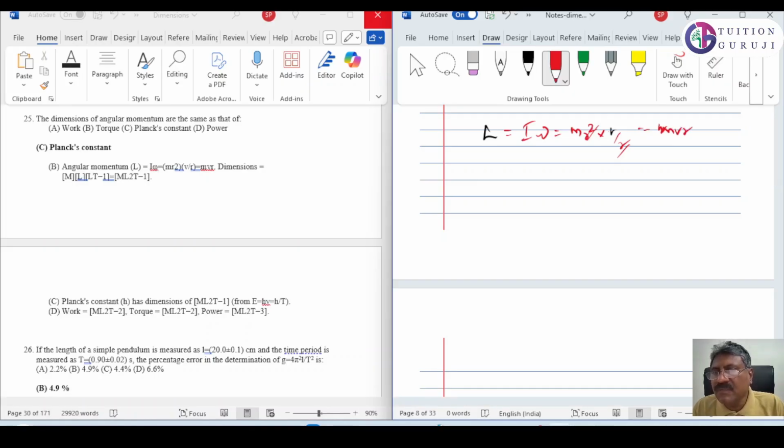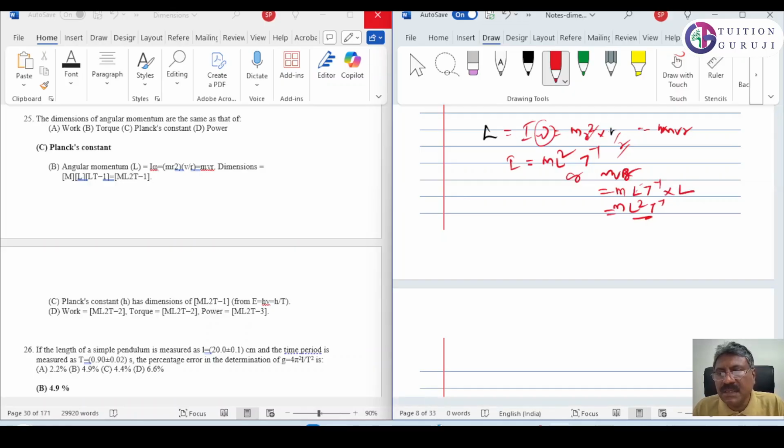Otherwise, we know that I is equal to M L square and omega is T raised to minus 1. Therefore, M L square T raised to minus 1. With M V R also you can find: M V R is equal to M into V, which is L T raised to minus 1, into L. So it is actually M L square T raised to minus 1. Both ways you can get the dimensions of angular momentum.